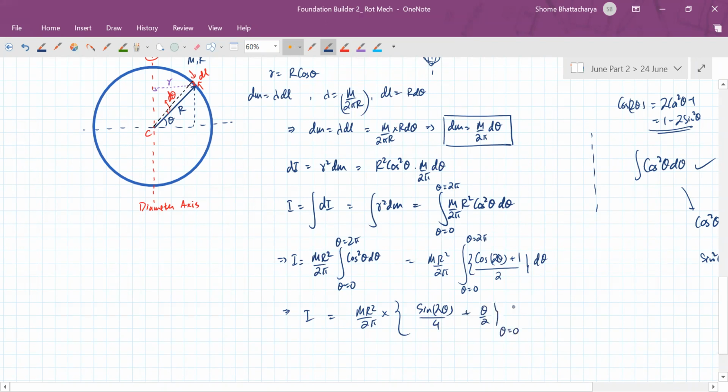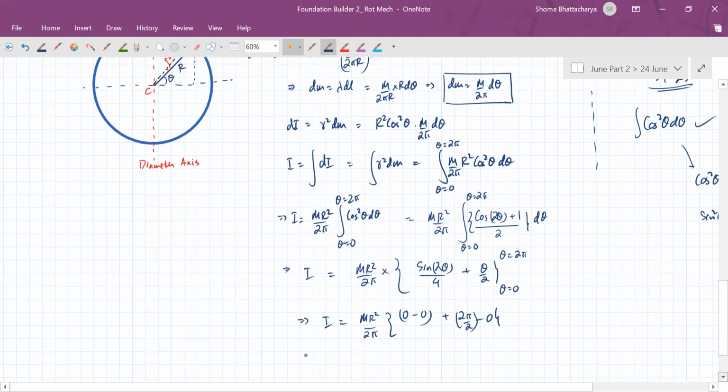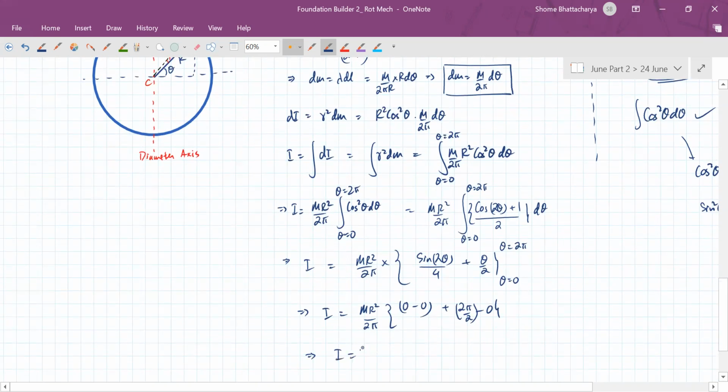Now on that you put the limits theta equal to 0 to theta equal to 2 pi. When you put the limits, you can see that the sine term will just give us 0 minus 0, whereas this will give us 2 pi by 2 minus 0. So you get pi inside. So this moment of inertia will become m r square by 2.